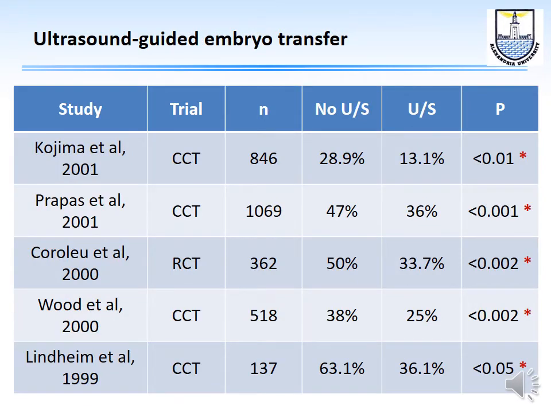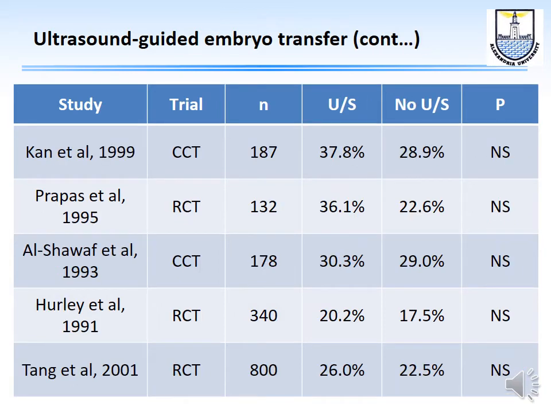So actually, when the first paper came on ultrasound-guided embryo transfer, people started to do this and published many studies. Some of them were case control trials, some of them were randomized control trials. And you see, these 5 papers, for example, said yes, ultrasound helps you. It increases the clinical pregnancy rate. But then some other studies said no, it did not make any difference. So what was the answer?